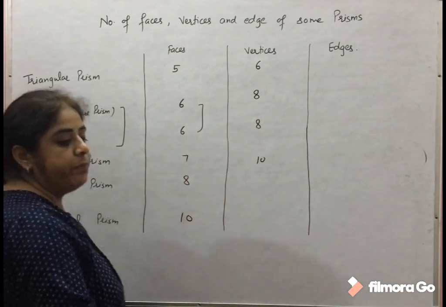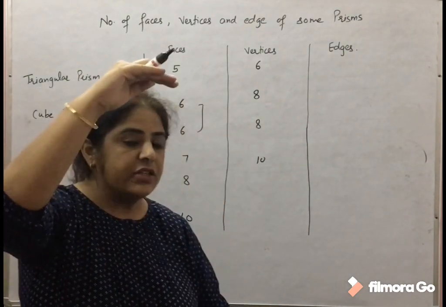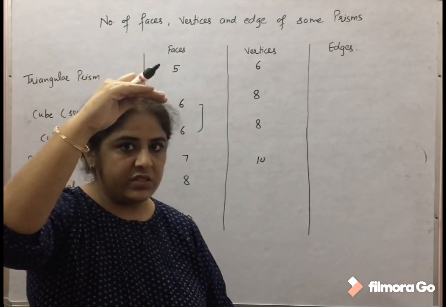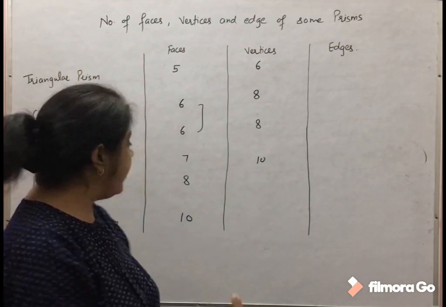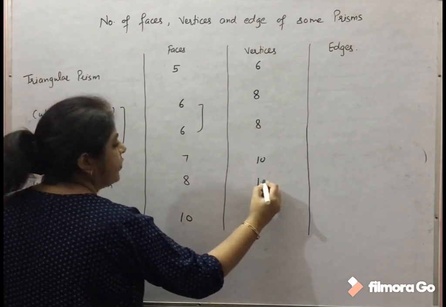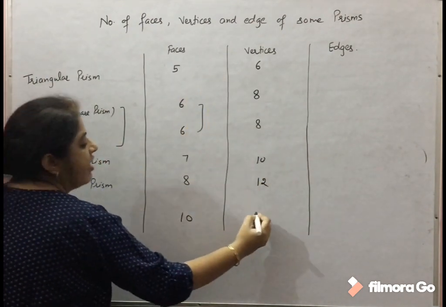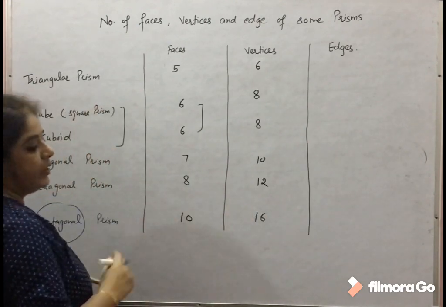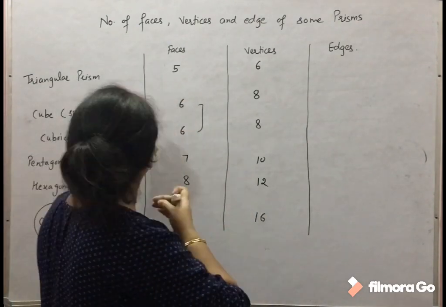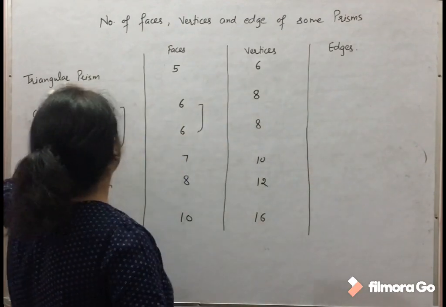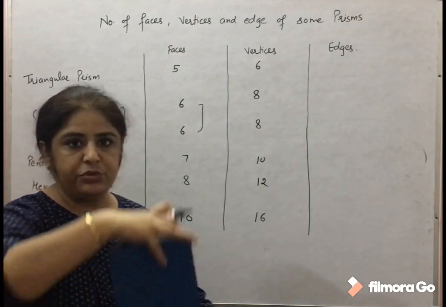So the hexagonal prism, hexagon, has 6 vertices at the top and 6 at the base. So how many would it be? 12. And the octagonal prism, how many vertices should it have? 16. Now we will come to the edges.